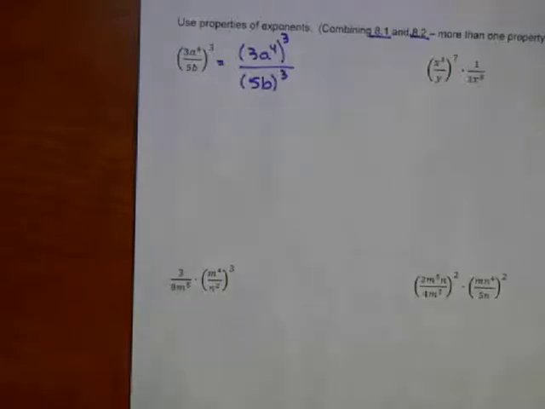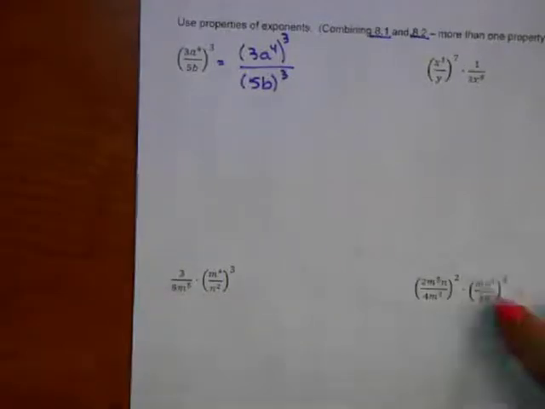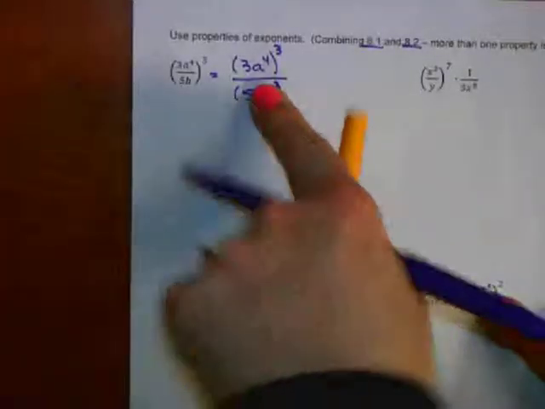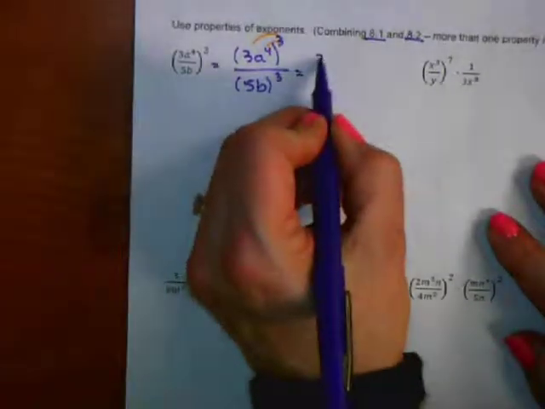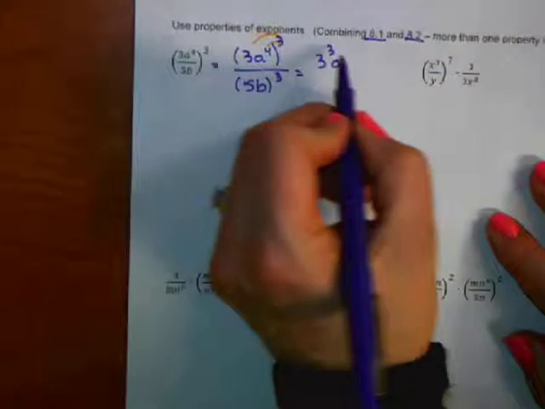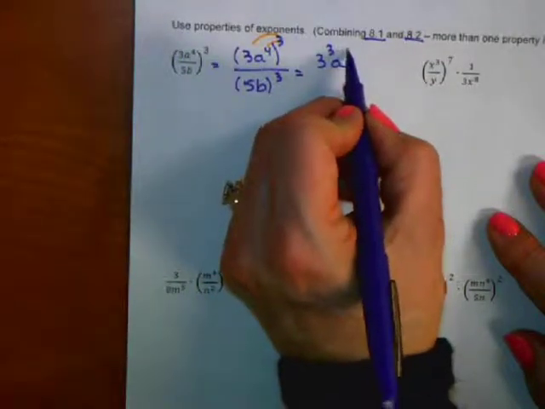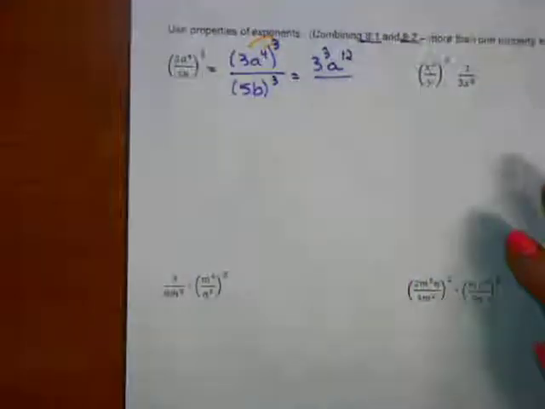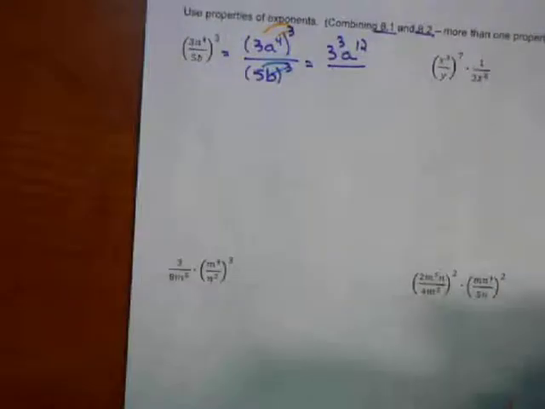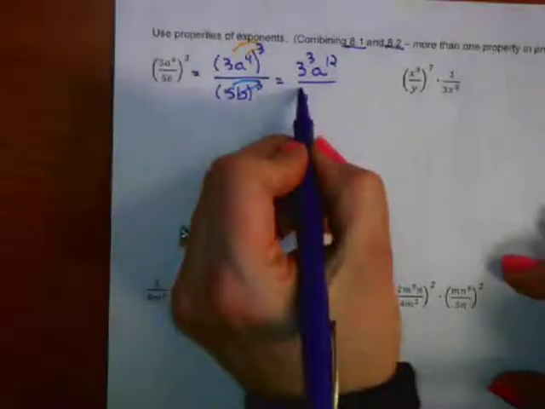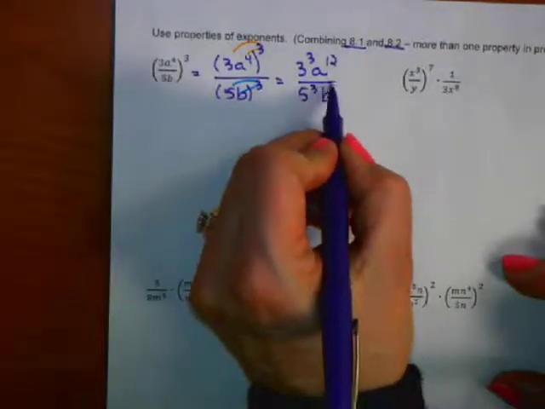Okay, well, this brings me to what I did yesterday. What can I do now? What should I do to the numerator? I should put the 3 on both of those things, just like yesterday's stuff. So now that would give me 3 to the 3rd, a to the what? 12th. That's the numerator. Got to do the same thing in the denominator. So now I have 5 to the 3rd, b to the 3rd.